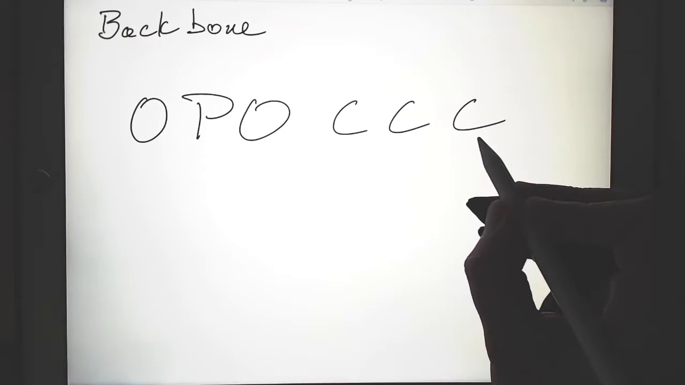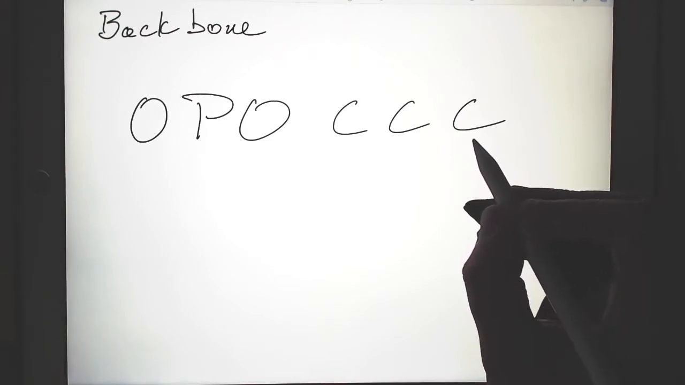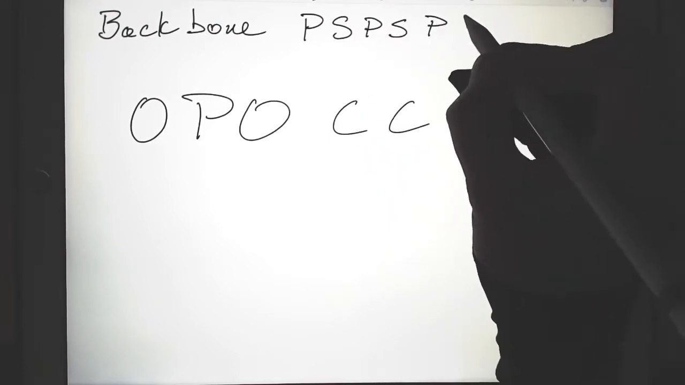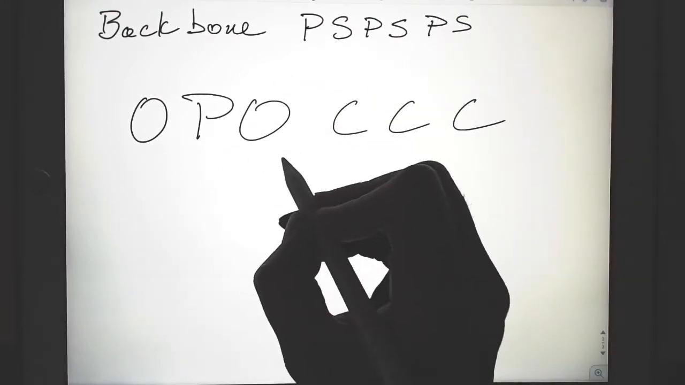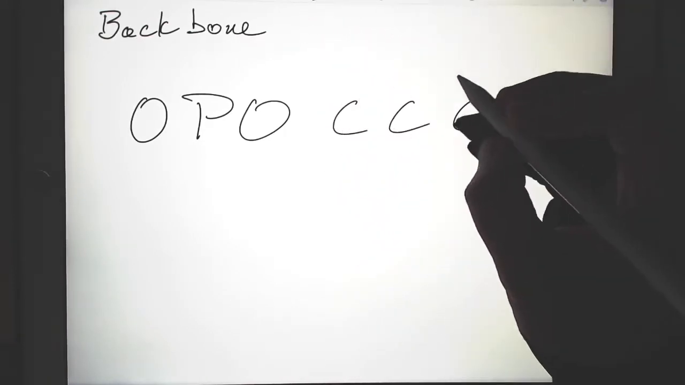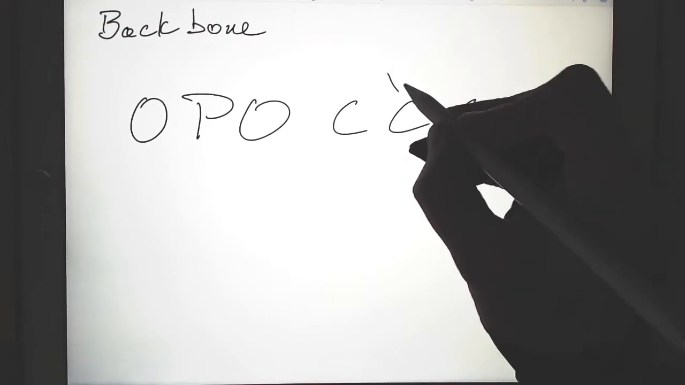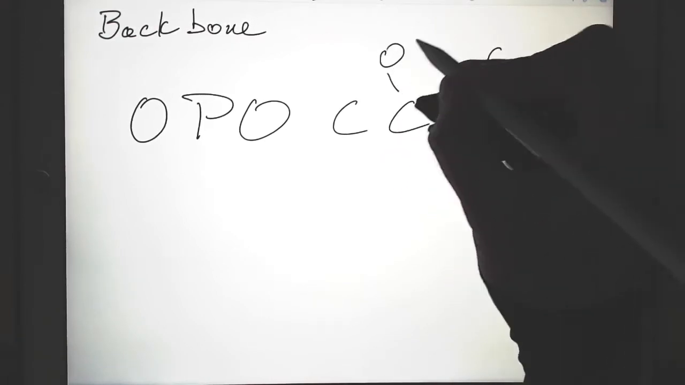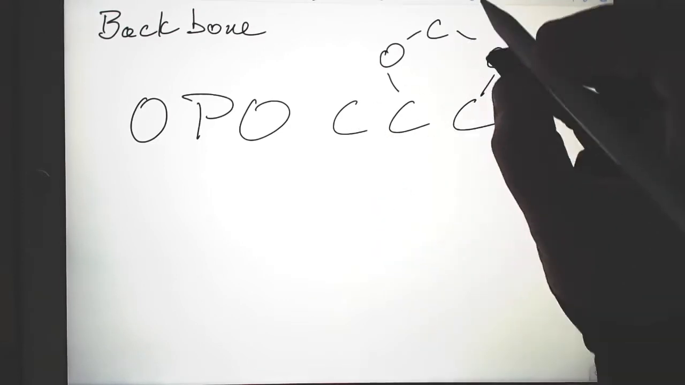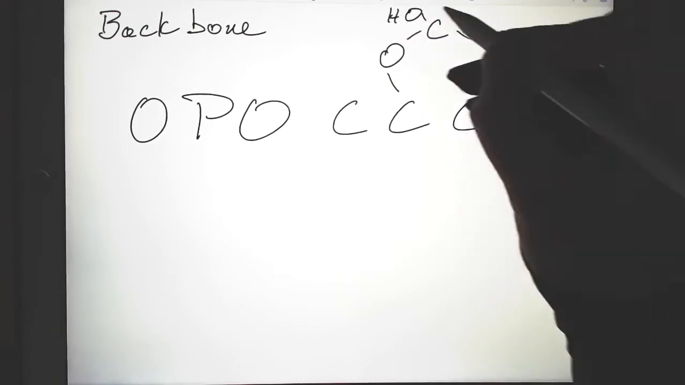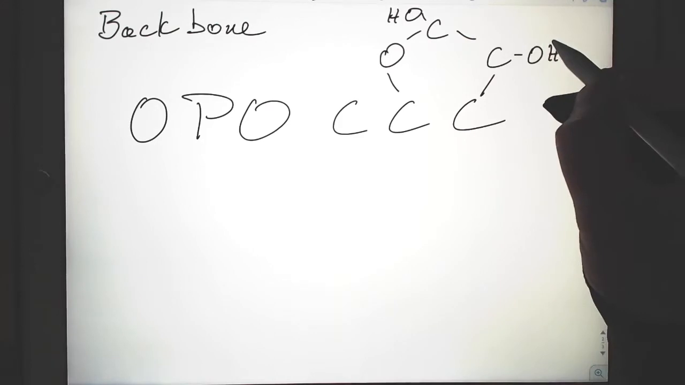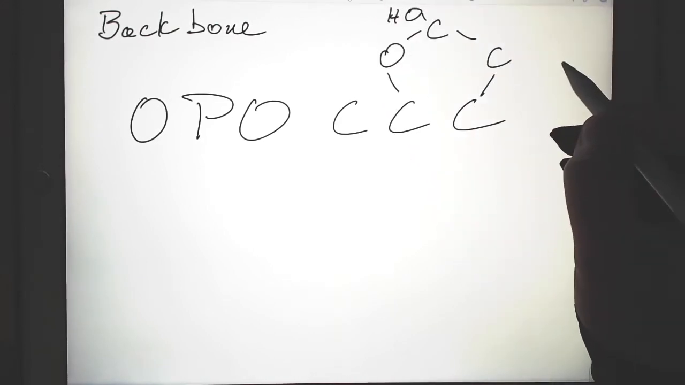The CCC represents part of the sugar, because the backbone is phosphate, sugar, phosphate, sugar, phosphate, sugar. Phosphate is OPO, sugar is CCC. What about the rest of the sugar? Carbon, oxygen, carbon, carbon. It's a pentose sugar, 1, 2, 3, 4, 5. There'd be an OH up here. If it's ribose, there's an OH here, but that would be missing if it was deoxyribose.